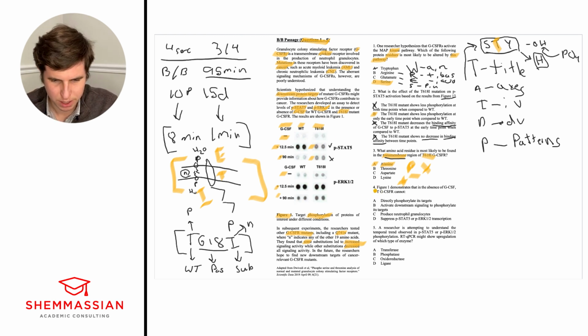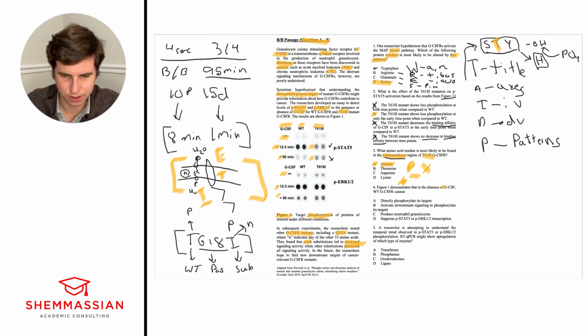4, Figure 1 demonstrates that in the absence of UCSF, which again, that's our ligand or our cytokine, the receptor cannot do what? So in the absence, right, let's go look at the figure. In the absence, we have no phosphorylation downstream. So we cannot phosphorylate downstream. So we've got to look for an answer with that. So A, directly phosphorylated target. Well, it can never do that, regardless of absence or presence, because that's not something that it does. So it's probably not a great answer.